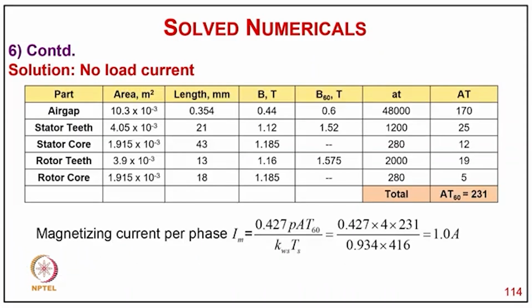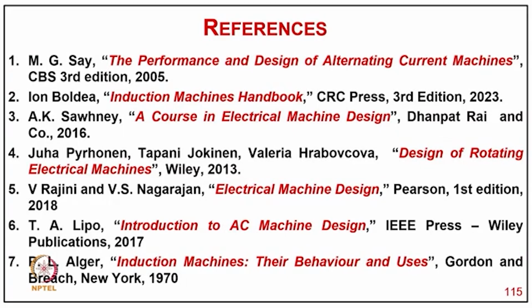Now coming to the calculation of magnetizing current for all five parts of the magnetic circuit: air gap, stator and rotor teeth, and stator and rotor core. We have calculated the area, the length, the flux density, BG60, and then the MF per unit for the different materials, followed by the total MF. So AT60 comes 231, and the magnetizing current comes here. Im equal to 0.427 P into AT60 by KWS into S. It comes 1 ampere.